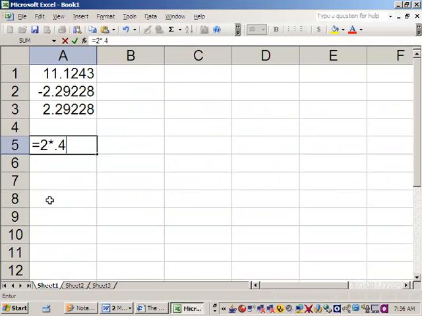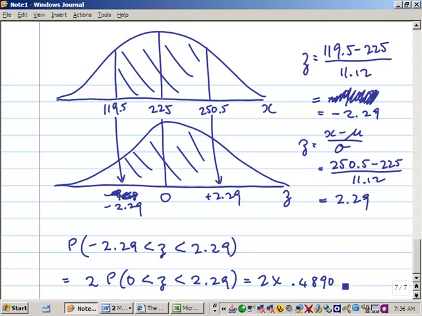So it's 2 times 0.4890, and it's 0.9780. Okay, and that's our probability. Very high, but not exactly 100% yet. Okay, of course, nothing is exactly 100%. Okay, and that's that problem.